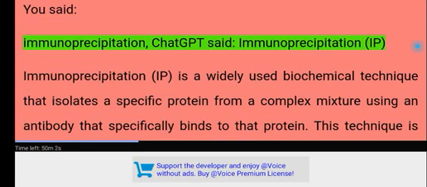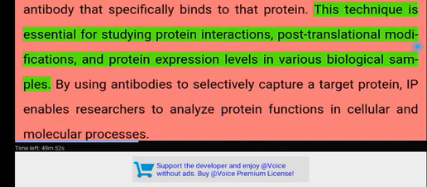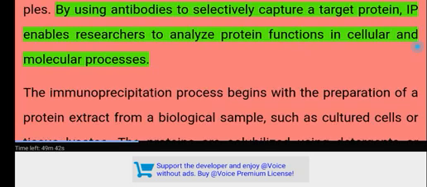Immunoprecipitation (IP). Immunoprecipitation is a widely used biochemical technique that isolates a specific protein from a complex mixture using an antibody that specifically binds to that protein. This technique is essential for studying protein interactions, post-translational modifications, and protein expression levels in various biological samples. By using antibodies to selectively capture a target protein, IP enables researchers to analyze protein functions in cellular and molecular processes.